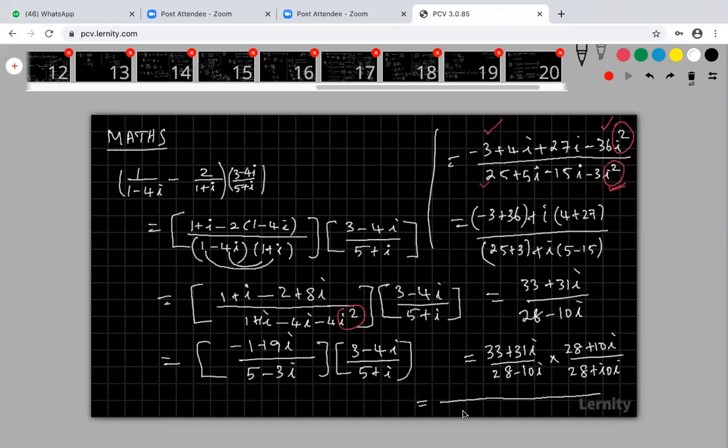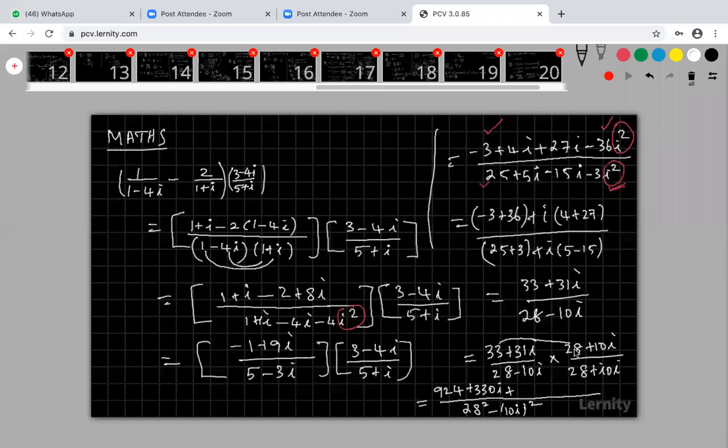Okay, so therefore this is 28 square minus 10i square. In the numerator you have to multiply this 33 into 28. What is 33 into 28? It is 924. And 33 into 10, that is 330.